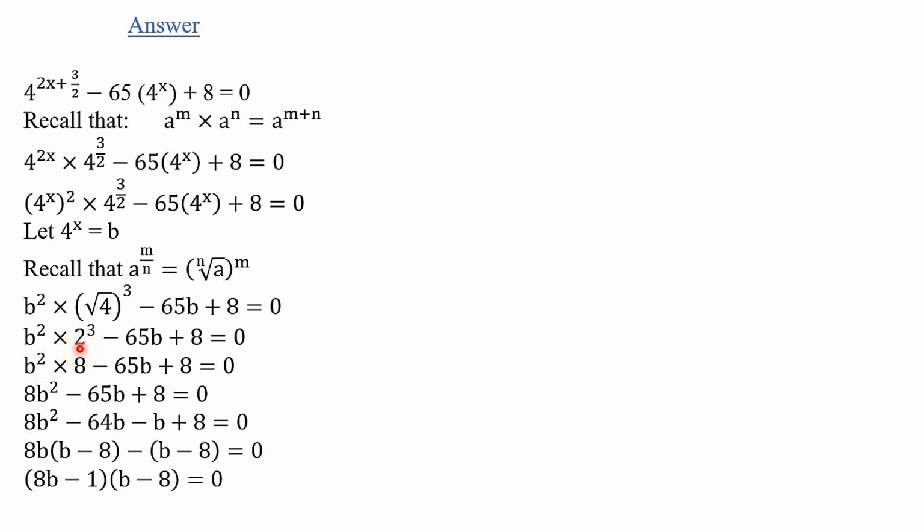2 to the power of 3 implies 2 times 2 times 2. That is 2 times 2 in 3 places, and that is going to be equal to 8. Therefore, b squared times 8 minus 65b plus 8 is equal to 0. From b squared times 8 means 8b squared minus 65b plus 8 is equal to 0.